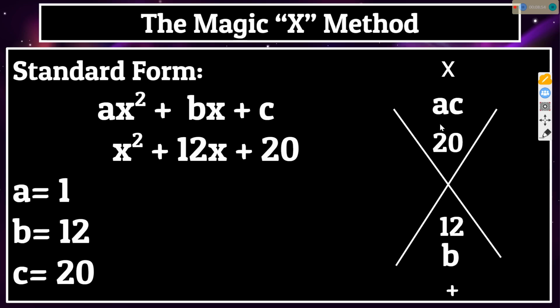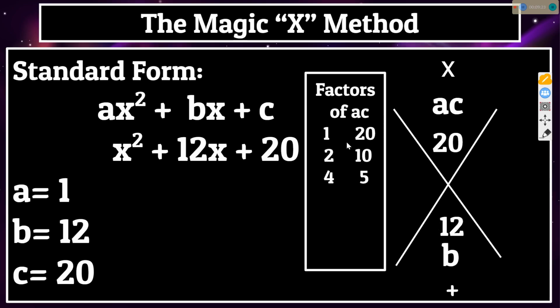In this case, AC is 20 because 1 times 20, right? A times C, 1 times 20 is 20. So we write that here. Our B value is 12. Again, the coefficient of the linear term is 12, so we write 12 right here. So now what we have to do is consider all the factors of 20 and try to find ones that would have a sum of 12.